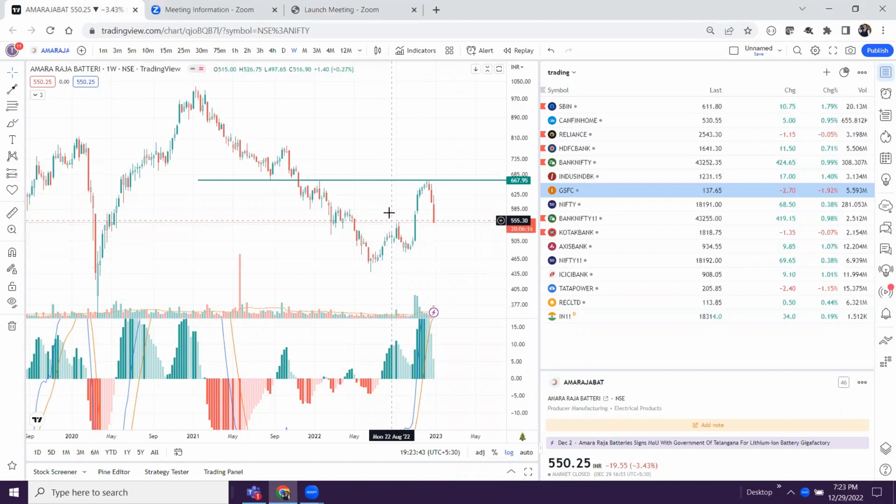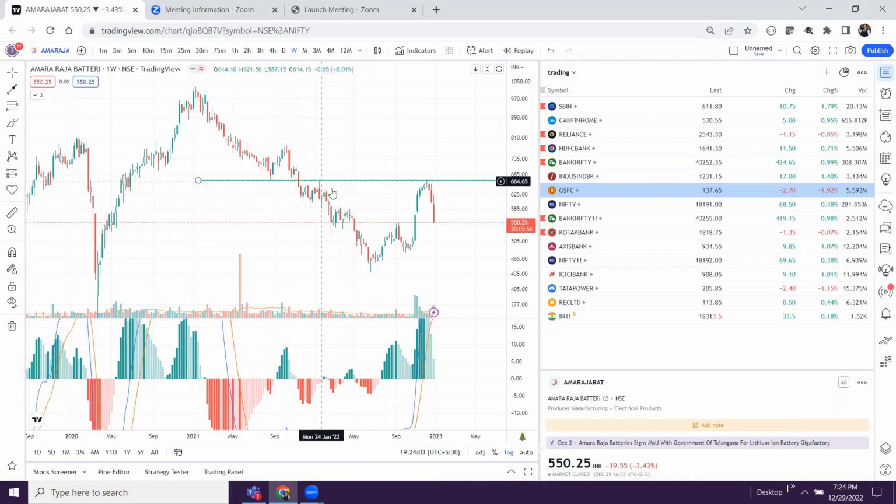Today we are analyzing Amaraja Batteries. If you see the weekly chart of Amaraja Batteries, price is reversing from this point now. And this is not something that is not expected, because if you see in the past also, price has reacted from this level. So this is a resistance.